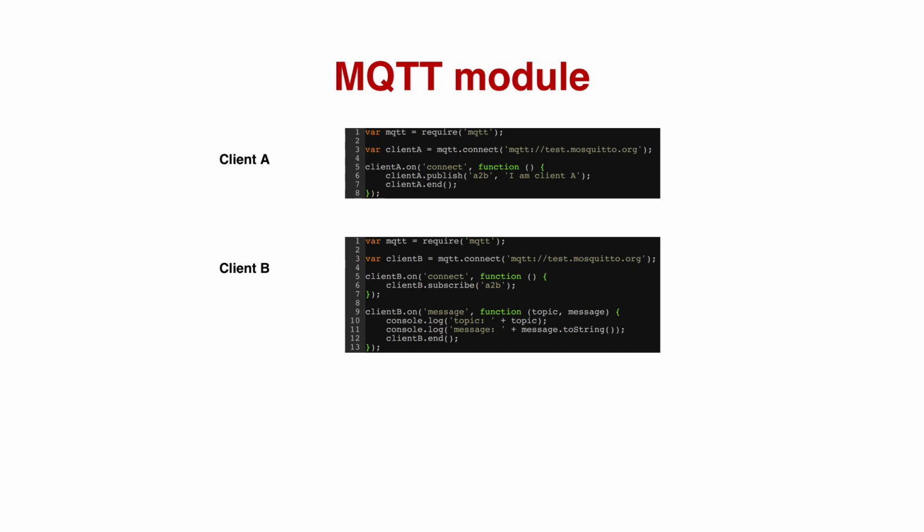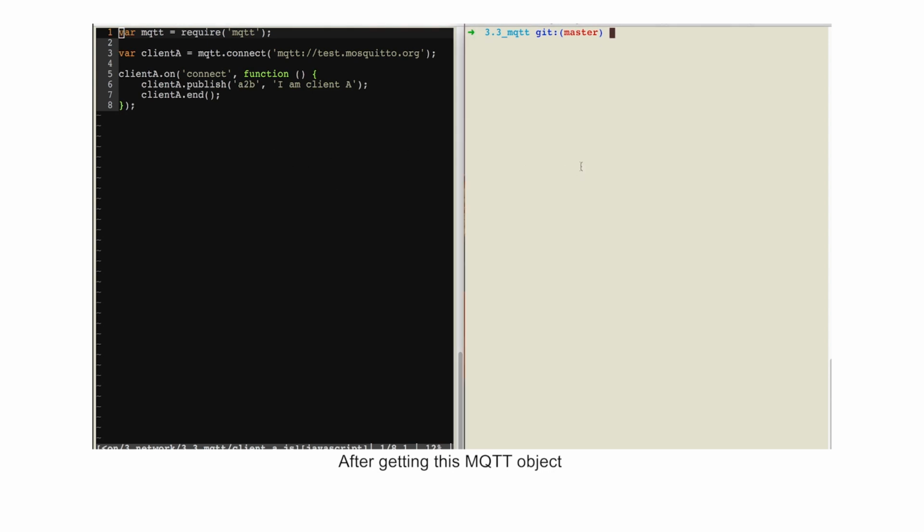Look at A first. For client A, it should first require this MQTT. After getting this MQTT object, it originates connection to this server. Upon connection, it waits to confirm whether this connection is successful. If the connection is successful, it will, to such a topic of A to B, send a new message. In the new message, it says, I'm client A, and then ends itself.